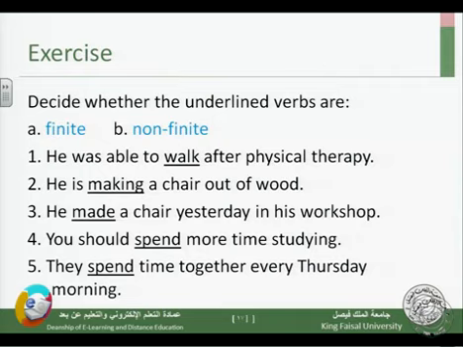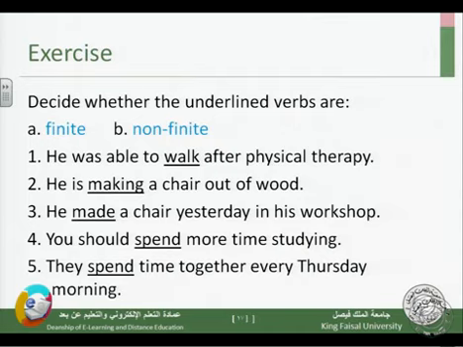Let's look at this exercise. Decide whether the underlined verbs are A, finite, or B, non-finite. Number one: he was able to walk after physical therapy. Okay, so is this underlined verb walk finite or non-finite? Does it change if we change the subject? So if we say they, do we have to change walk? So for example here, they were able, was changes because it is finite. We say they were able to walk, walk stays the same. So walk in this case is non-finite.